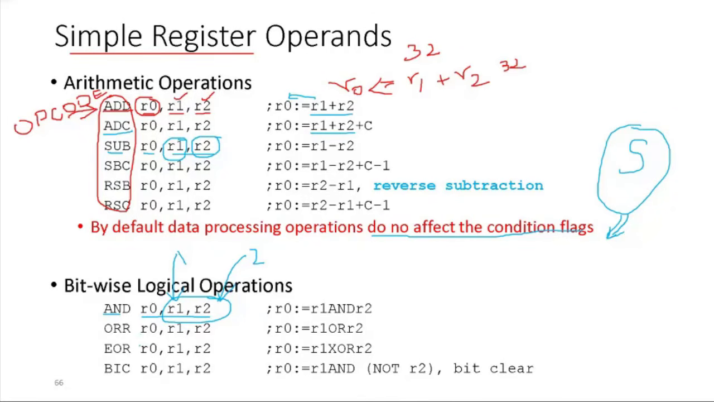I told you it is not always R0, R1, R2. We can change the positions. We can use other registers also. And see this instruction, bit clear. This is bit clear. What is the use of this instruction? It is used to clear the bits. For a particular bit, if you want to clear it, you can use this instruction.